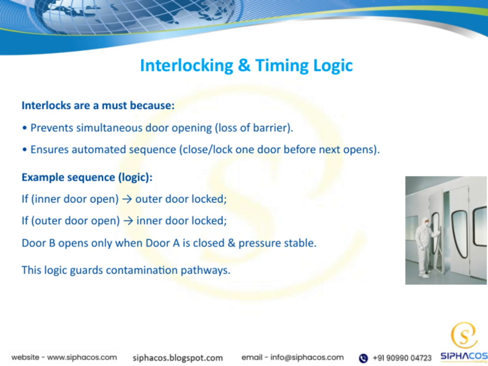Additionally, the system might only allow door B to open when door A is fully closed and the pressure inside is stable. This kind of logic is crucial because it effectively guards against contamination pathways. By controlling door access in a strict sequence, we minimize the risk of cross-contamination between different areas.